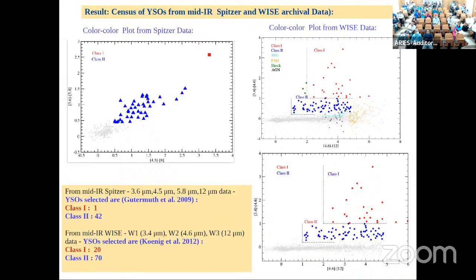classification. In the first plot, we have indicated all the contamination from PAHs, shocks, AGN, etc. And we have discarded all these contaminants by using Koenig et al., and finally got 70 class 2 sources and 20 class 1 sources. Most of them have already been classified by Spitzer. So here we additionally get 19 class 1 sources and about 38 class 2 sources from this part.